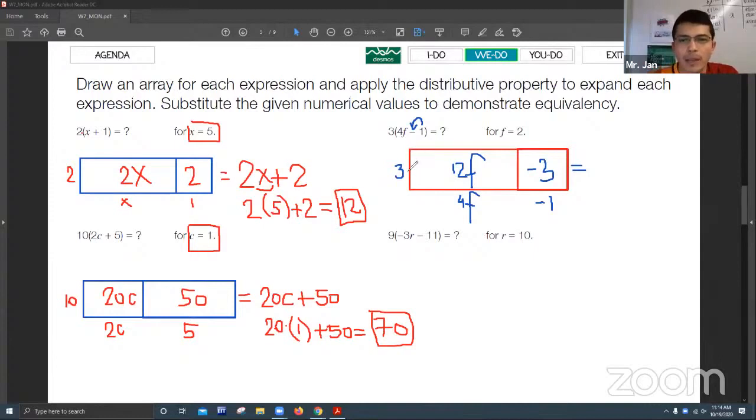For the area of the biggest rectangle that contains both of them. Yep. Oh, by the way, you forgot to put the variable. Yes, I think you got the point. Yes, it is 12f plus -3.